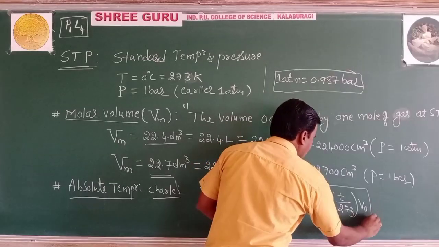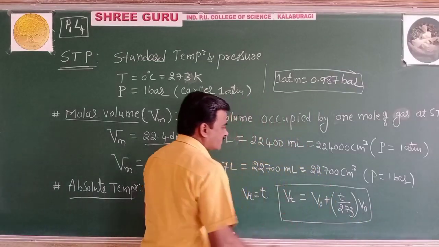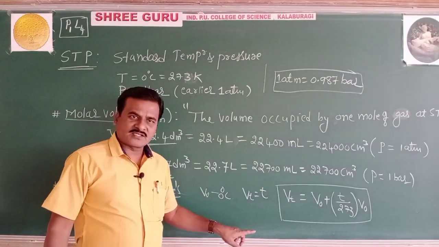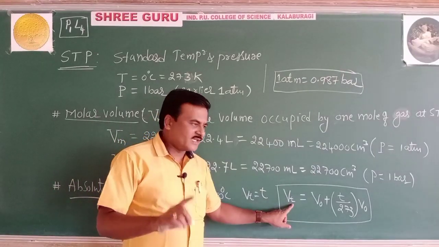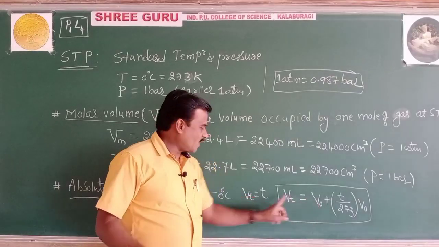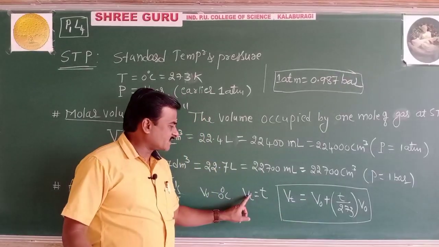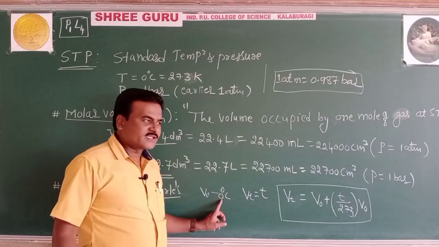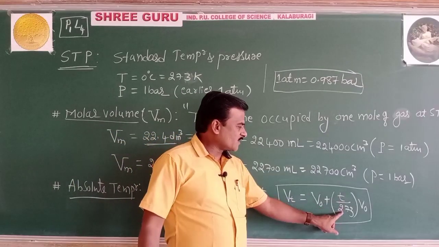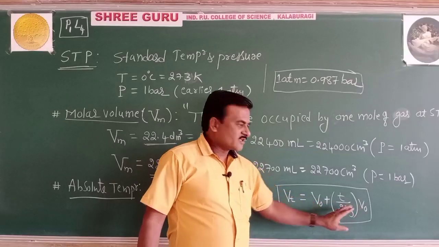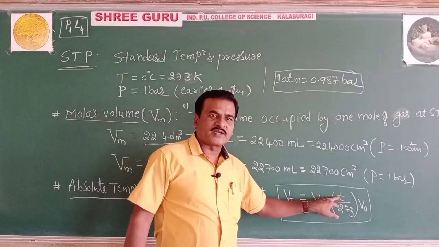So this equation was given by Charles. What is Vt? It is the volume at temperature T. What is V0? It is the volume of the gas at a temperature of 0 degree Celsius. Vt equals V0 plus T by 273 times V0.